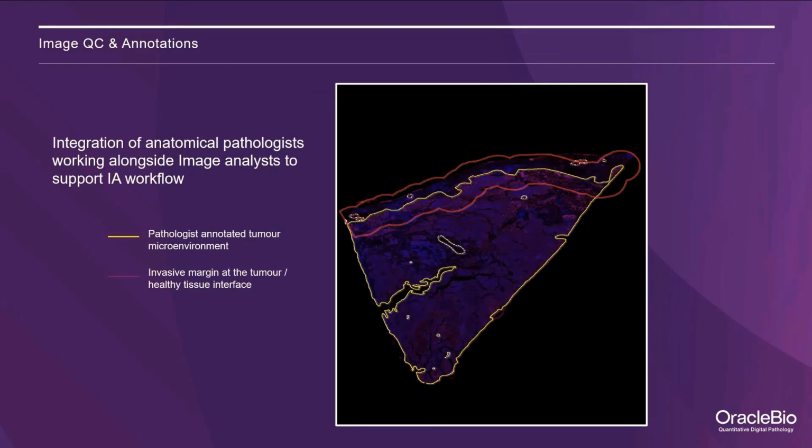Working with anatomical pathologists is important within the workflow, especially when annotations for tumor microenvironment and invasive margins are required on whole section images. This ensures the data generated is coming from relevant areas present on the tissue. Pathologists can also play a key role in supporting algorithm development, which leads me on to the next part of the workflow, tissue and cell segmentation.